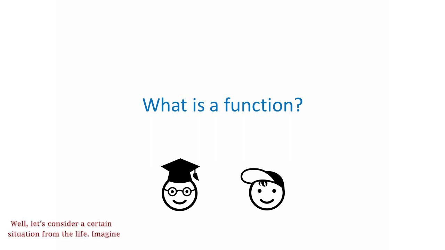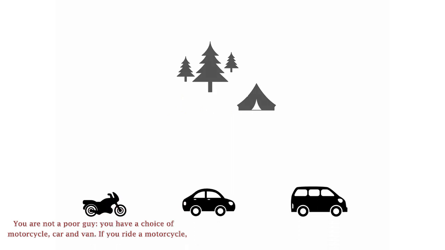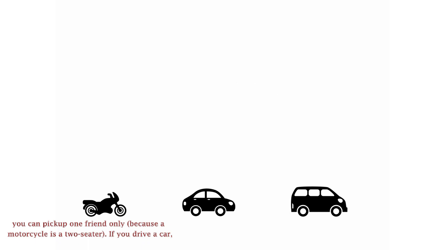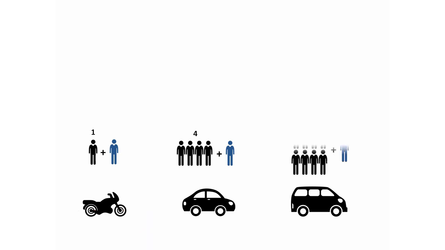Well, let's consider a certain situation from life. Imagine that you and your friends are going to chill out outside the city, in nature. You are the only person who has a vehicle, and you are driving and you can pick up some of your friends. You are not a poor guy, you have a choice of motorcycle, car and van. If you ride a motorcycle, you can pick up one friend only, because a motorcycle is a two-seater. If you drive a car, you will be able to take 4 friends, and 8 people can accompany you if you drive a van.